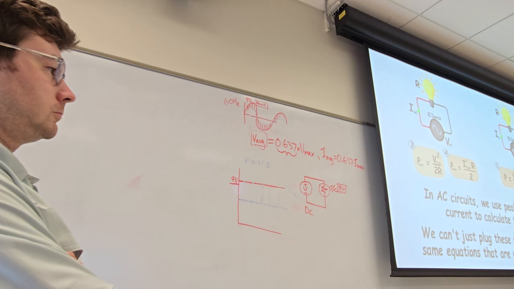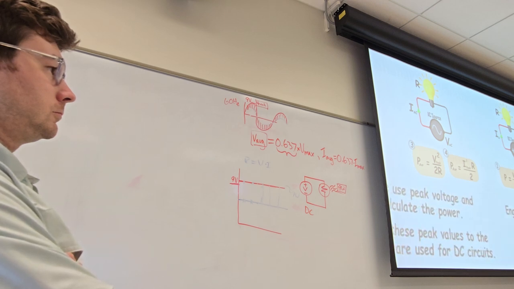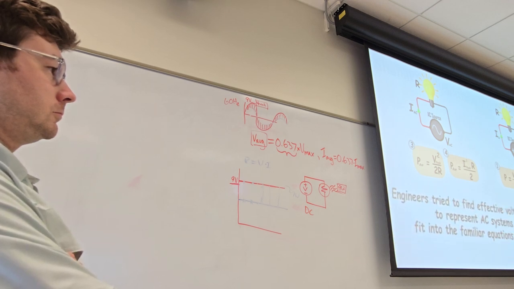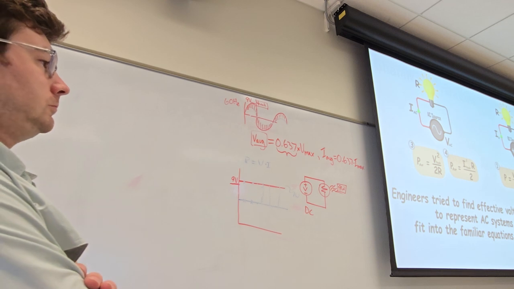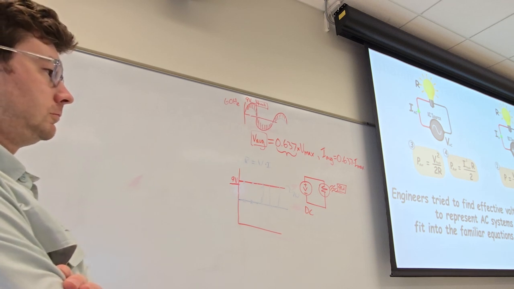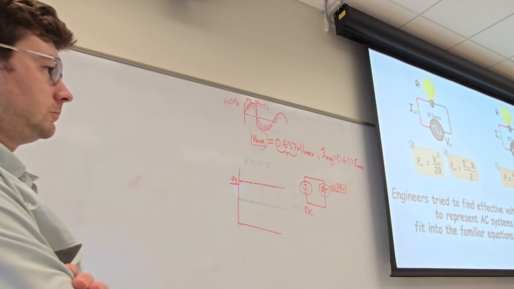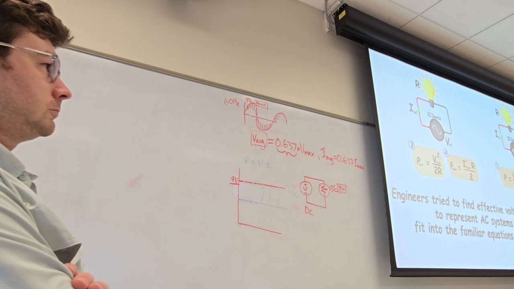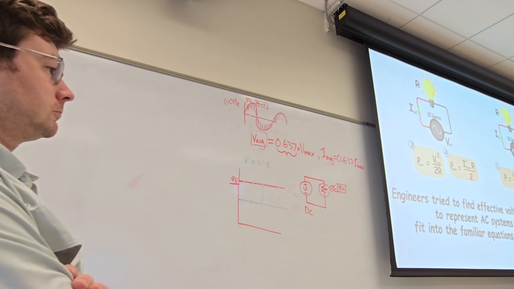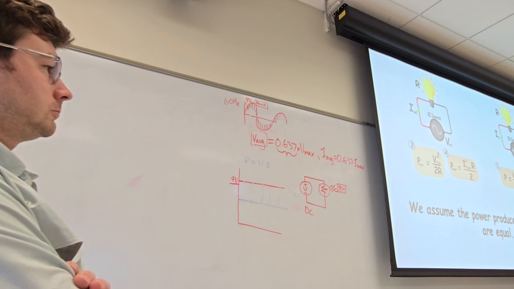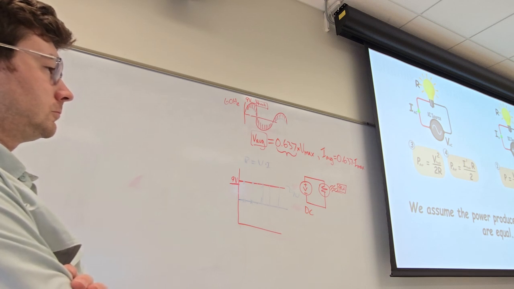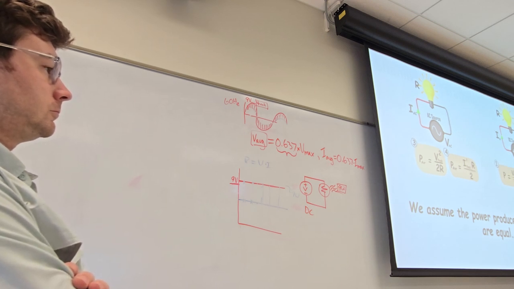This requires additional effort. So, ingenious engineers attempted to define effective voltage and current values to represent AC systems. These values allow us to portray AC systems in a manner that aligns with the same equations used for DC circuits. We're employing a simple trick here. Assuming the resistance in both circuits is the same, we consider the power produced by both circuits to be equal.